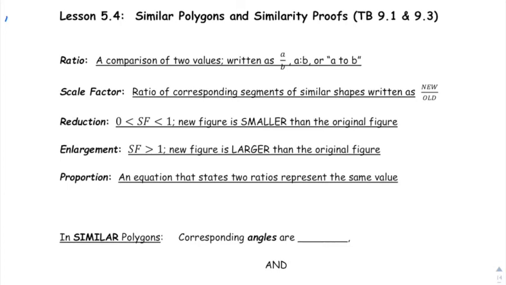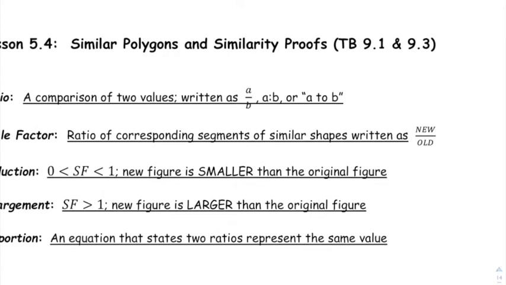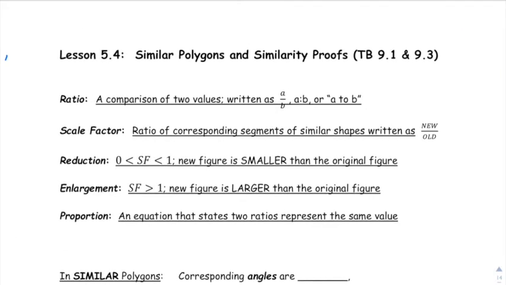Alright guys, today we've got similar polygons, and then also we've got some proofs here at the end. So a little bit of review on some of the vocab. We have ratio, a comparison of two values, written as A over B, or A to B when you use the colon right there. Scale factor is the ratio of the corresponding segments of similar shapes, written as the ratio of the new to the old.